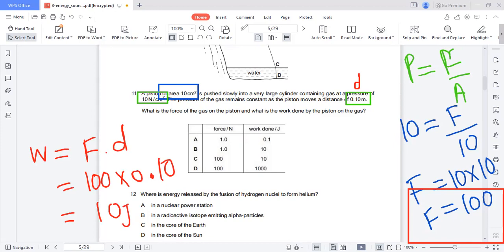So, let's find out the values. Work done is 10 joules. So 10 joules is here and here. And force is 100 newtons. So 100 newtons is here and here. So we can find out this is our possible answer.